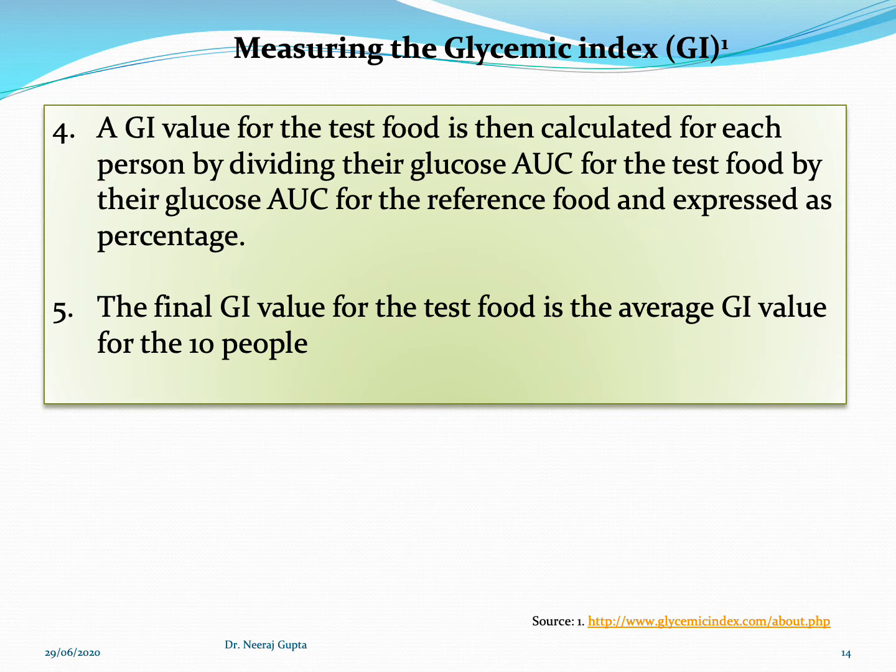Next, the GI value for the test food is calculated for each person by dividing their glucose AUC for the test food by their glucose AUC for the reference food and expressed as a percentage. The final GI value for the test food is the average of GI values for these 10 people.